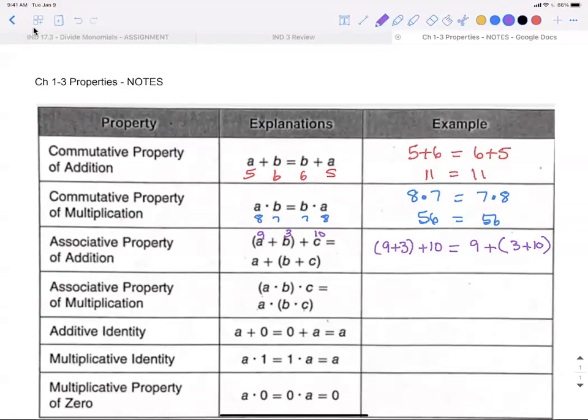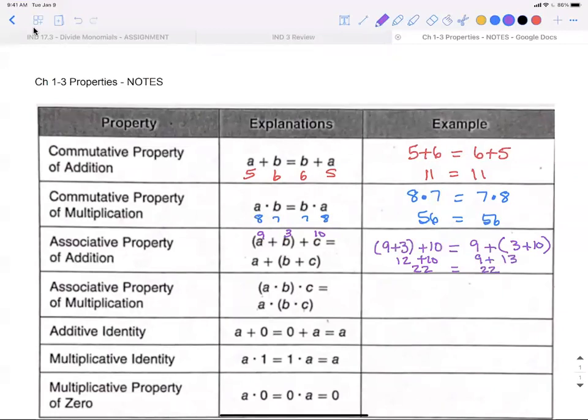Now parentheses says, what do we work first? So inside, 9 plus 3 is 12. And then we do that plus 10, and 12 plus 10 is 22. So let's check the other side. We're going to leave that 9 plus alone. Inside the parentheses, we have 3 plus 10. 3 plus 10 is 13. And then 9 plus 13 is, in fact, 22.